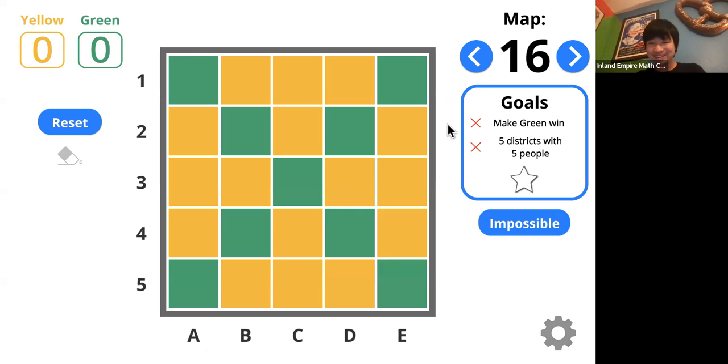Yes, I can change the map. It is, yes, I have magic powers.